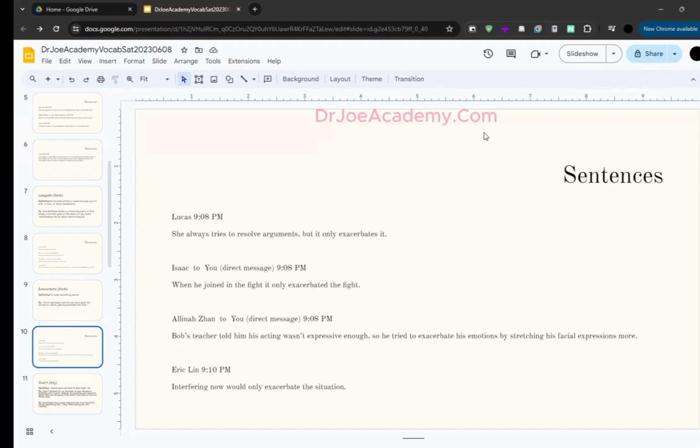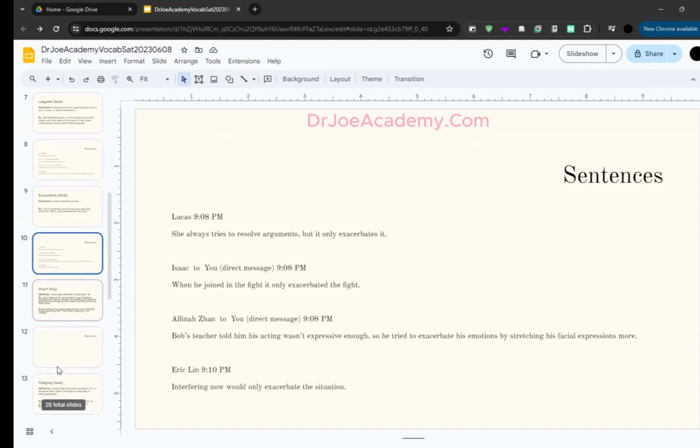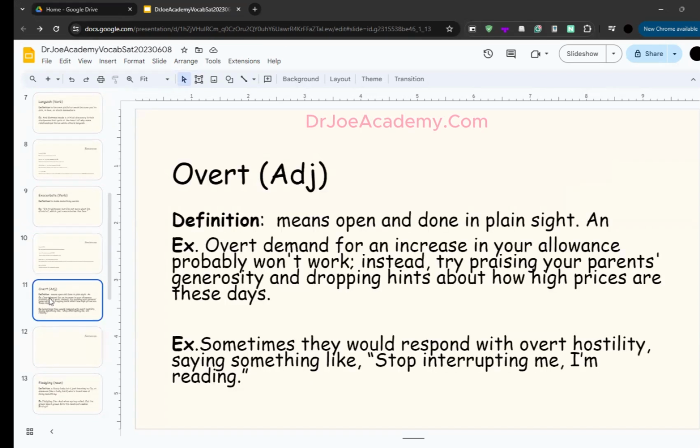Bob's teacher told him his acting wasn't expressive enough, so he tried to exaggerate his emotions by stretching his facial expressions more. Well done, Alina. It's a very well written sentence. And Eric, do you want to read your sentence? Interfering now will only exacerbate the situation. Good job, Eric. So great sentences, everyone, for this vocab word.